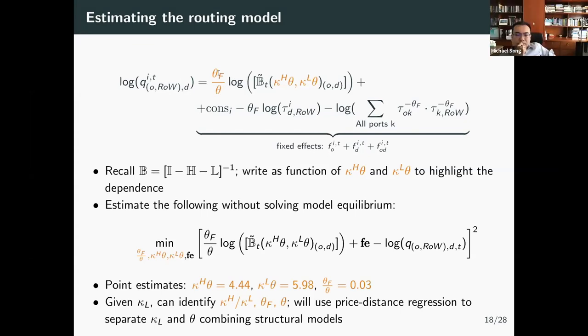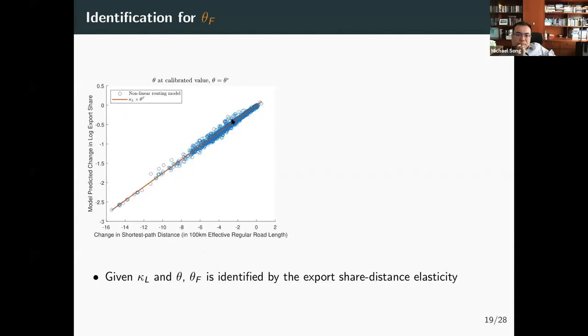Okay. And given theta, theta f will just determine the slope of this object, what slope the best of this nonlinear object fits the observed export, basically. So this is going to be pinned down by the average slope given theta. So that's shown here. The scatter is that nonlinear object, and the horizontal axis is the shortest distance. Now because we are using overtime variation, it's all in changes.